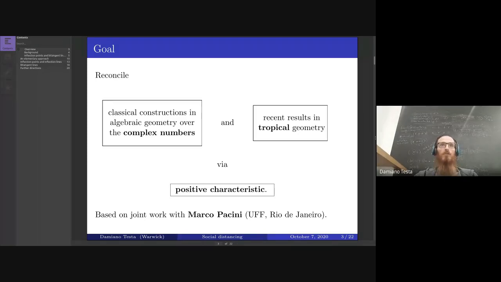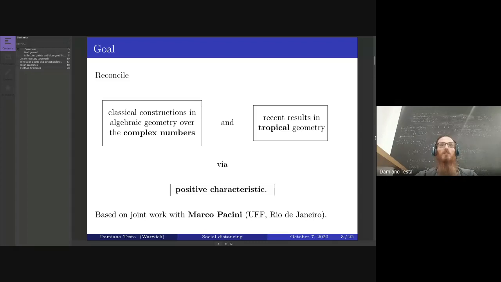So the goal of the talk today is to present 2 or 3 results for which the complex counts and the tropical counts differ, and explain that the difference between these two can probably be justified by doing a similar count in positive characteristic. So not leaving the realm of algebraic geometry, staying in algebraic geometry, but specializing the field from the complex numbers to a field of positive characteristic.